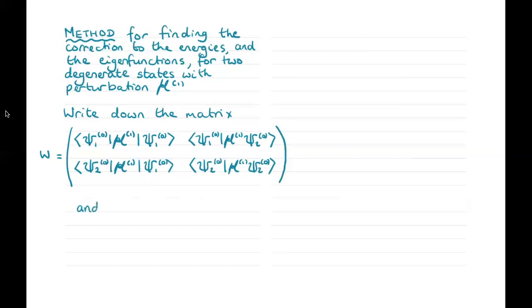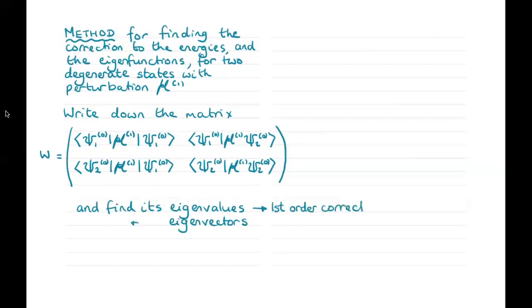So we write down this matrix by calculating all of these integrals, and find its eigenvalues and eigenvectors. And the eigenvalues are then the first order corrections to the energies, and the eigenvectors are the first order corrections to the wave functions.